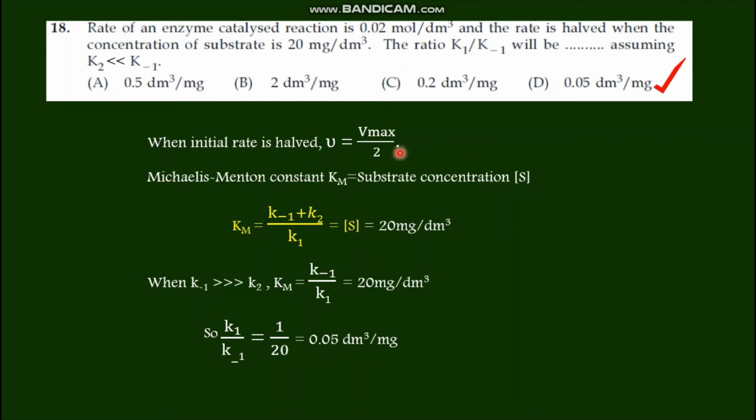When the initial reaction rate is halved, Michaelis-Menten constant equals substrate concentration. And this equation you have to study. This comes under enzyme catalysis. You have to study the equation. In almost all exams, questions from these equations have been seen.